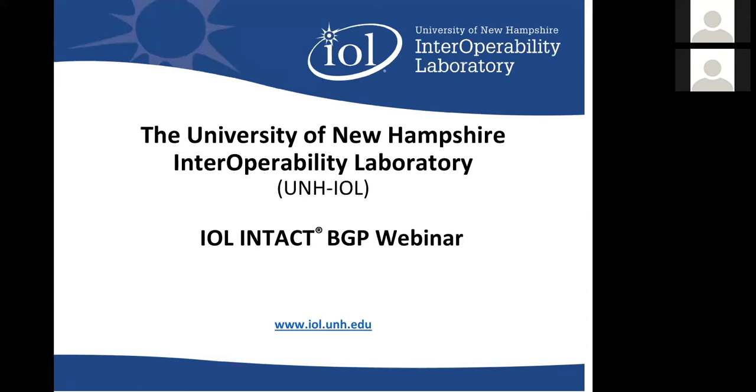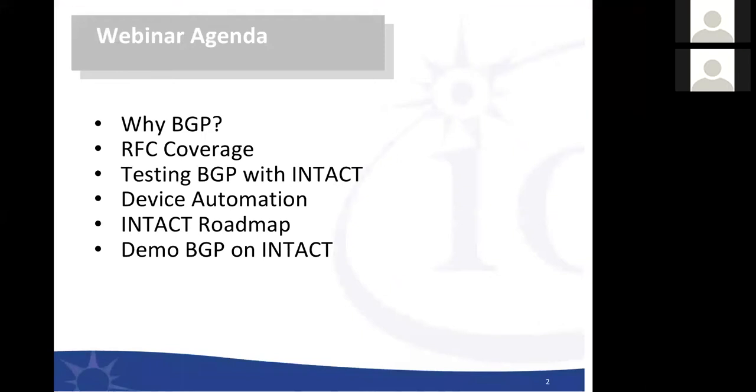We're going to talk today about BGP, the newest INTACT package. There's several things we're going to talk about: why BGP, what RFCs we cover, how we're testing BGP with INTACT, device automation. We're going to do a little section today on the INTACT roadmap and some of the new things coming down the pipe for INTACT. And then we're going to do a quick little demo of BGP running on INTACT.